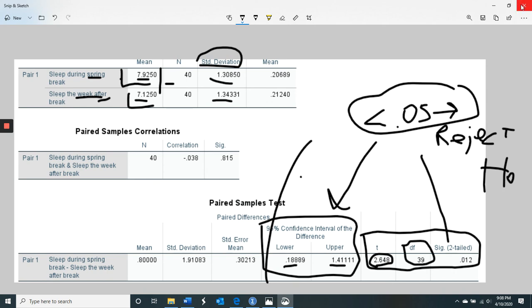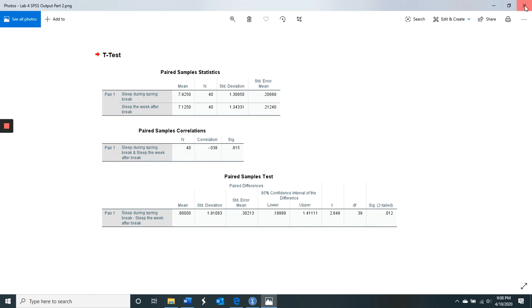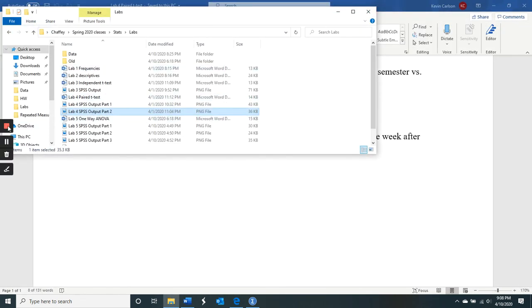So that's it for lab number 4, and hopefully this was helpful, and I think it was a bit shorter than lab 3, a bit more straightforward.